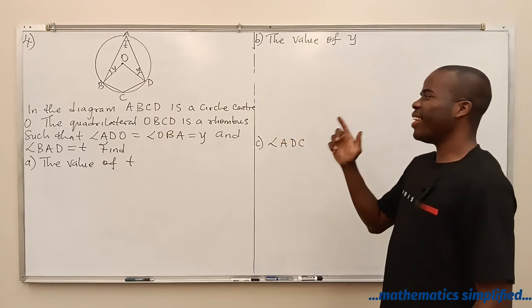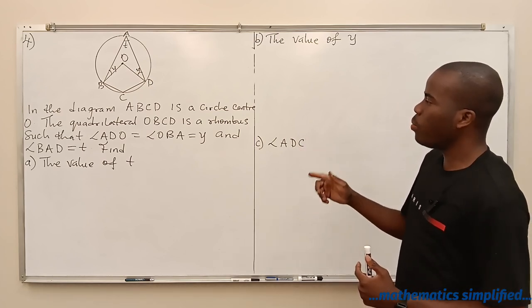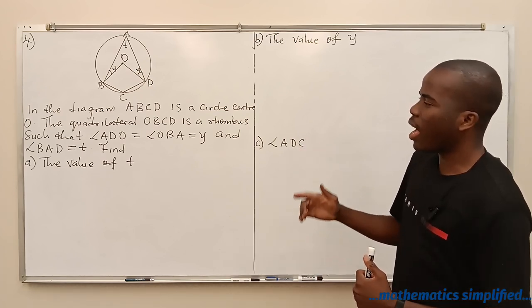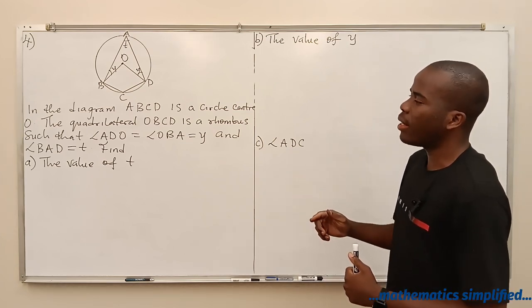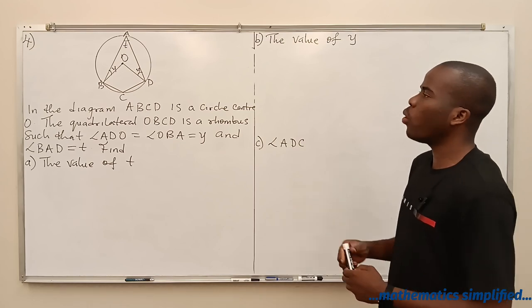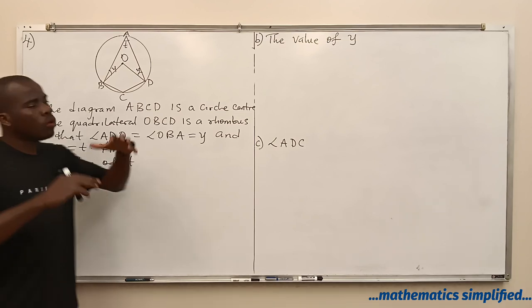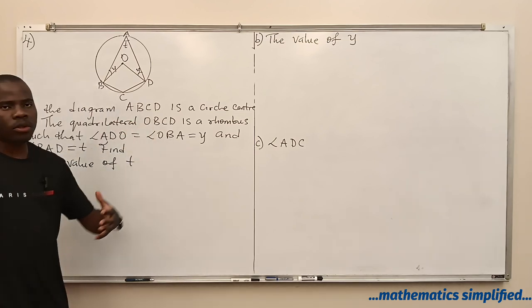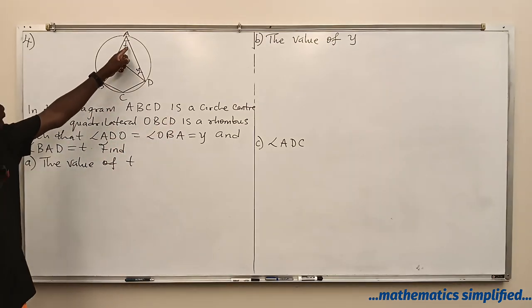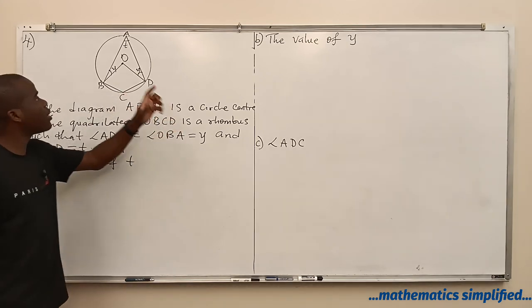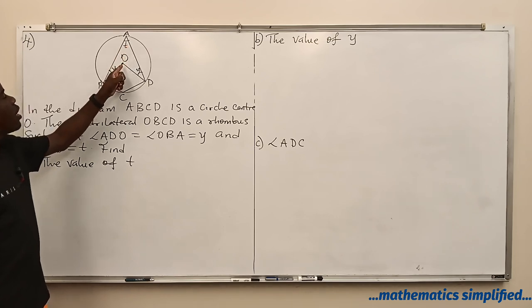Question 4 says, in the diagram, ABCD is a circle of center O. The quadrilateral OBCD is a rhombus such that angle ADO equals angle OBA equals y, and angle BAD equals t. Find the value of t. Now, I've done a holistic work on circle theorems. Check my playlist on circle theorems and you will see all the theorems there. How do we get t? We know from circle theorem that the angle at the center is twice the angle at the circumference. So it means if here is t, here is 2t.